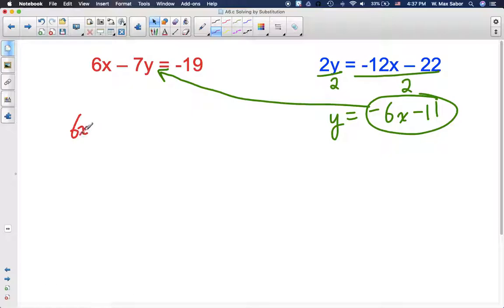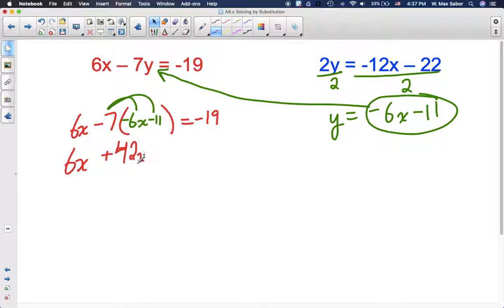So 6x minus 7 times negative 6x minus 11 equals negative 19. So it's replacing y. Now we start solving this equation by distributing. So that gives us 6x plus 42x plus 77 equals negative 19.